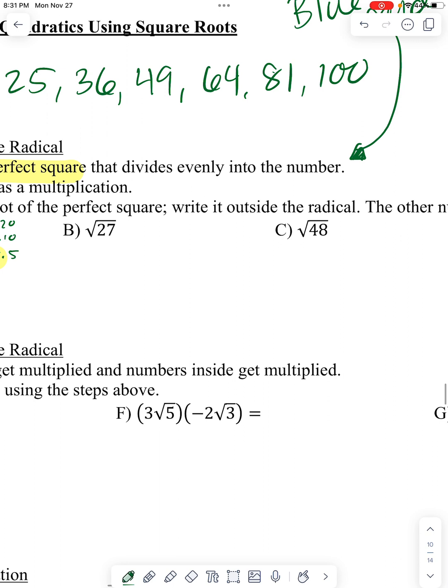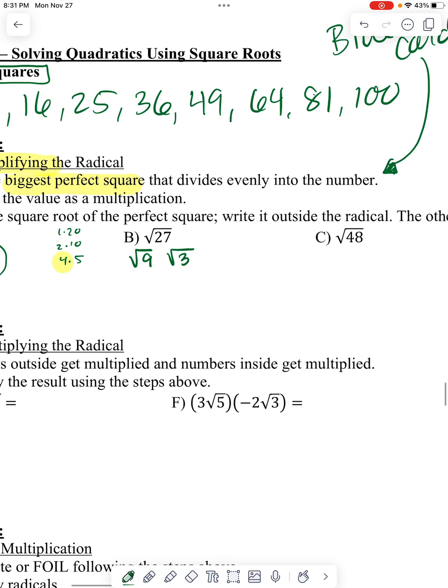So now look at your blue card and look at 27. You're looking for the biggest perfect square, and you see a 9 times 3 option. The reason you pick 9 is it's on your perfect squares list from up above. It comes out as a regular 3. The other 3 is stuck in, and that is simplified.